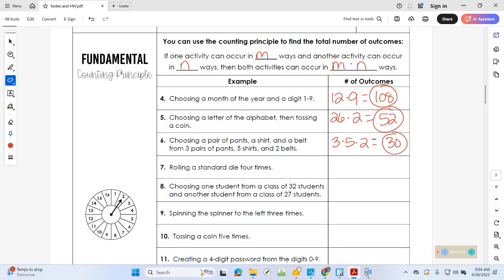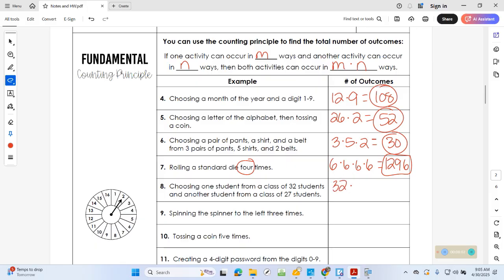Rolling a standard die 4 times. Okay, let's start with just a single die. How many different numbers can you land on a single die? 6. Okay, and we're doing it 4 times. So it's going to be 6 times 6 times 6 times 6. Big number. What's 6 times 6 times 6 times 6? I don't know about you, but I'm sure glad we don't have to make a tree diagram with that many outcomes on it.